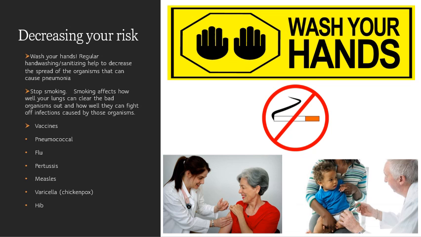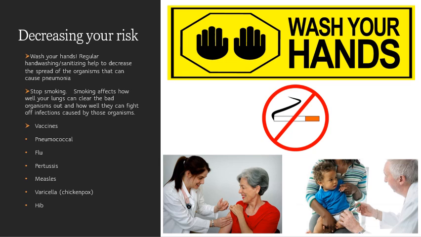How do you decrease your risk? You wash your hands, wash your hands, wash your hands. Regular hand washing, or sanitizing if soap and water is not available, helps to decrease the spread of the organisms that cause pneumonia. Because if someone contaminates a surface with pneumonia organisms and you come behind them and touch that surface, touch your mouth, your nose, your eyes, you contaminate yourself with pneumonia. But if you wash your hands, you wash those organisms away.